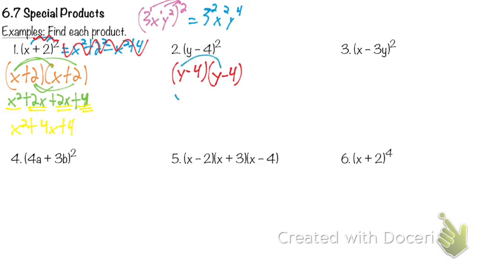y times y is y squared. What's y times negative 4? Negative 4y, very good. What's negative 4 times y? Negative 4y, the same thing. What's negative 4 times negative 4, Raquel? Negative 4 times negative 4.